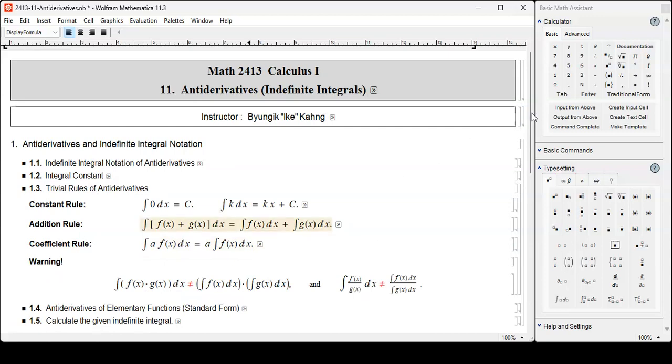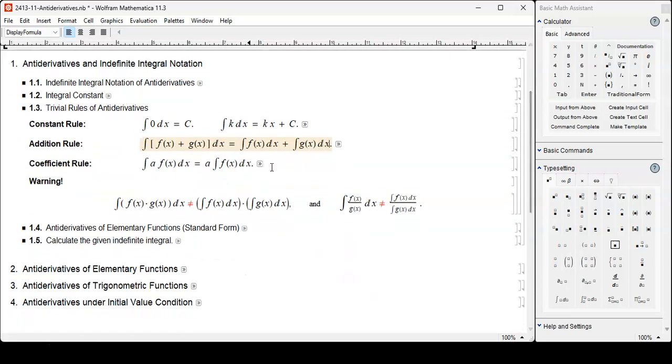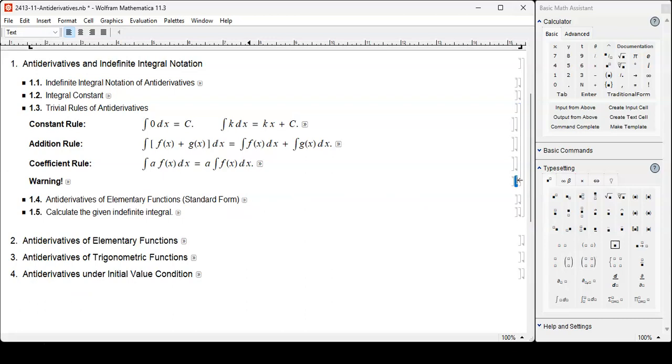Addition rule, yes, it works for addition. And if you combine this with the coefficient rule with a value of -1, then it works for subtraction as well. So it works for addition and also for subtraction, but not for multiplication or division. And the reason is pretty simple, of course. If you take the derivative of a product, then that's not the product of the derivatives, and the derivative of a quotient is not the quotient of the derivatives, so the same goes for antiderivatives. Okay, those are trivial rules. Now we need some real rules.